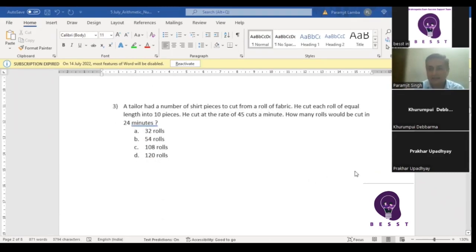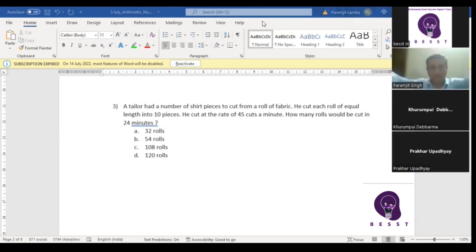A tailor had a number of shirt pieces to cut from a roll of fabric. He cut each roll of equal length into 10 pieces. He cuts at the rate of 45 cuts a minute. In 1 minute, he makes 45 cuts. How many rolls will he be able to cut in 24 minutes? How will you solve this?